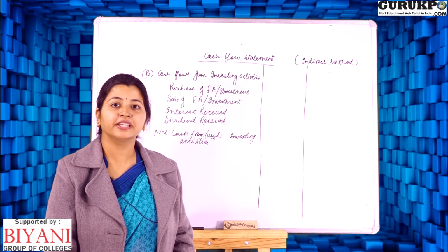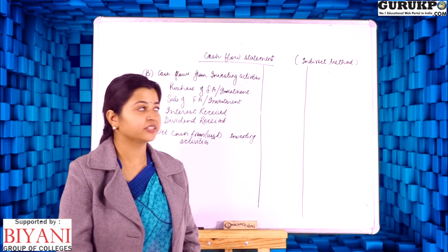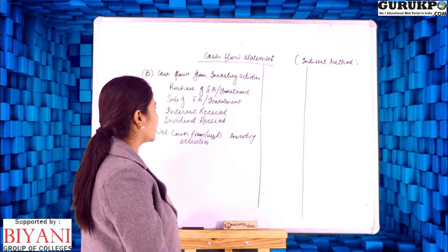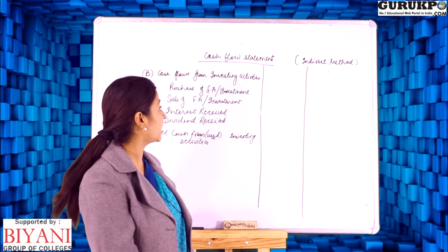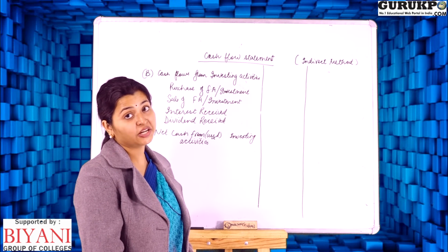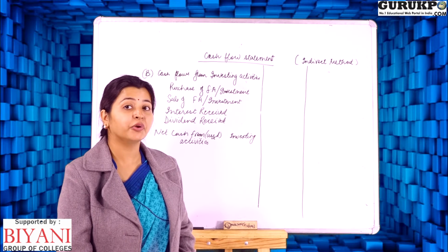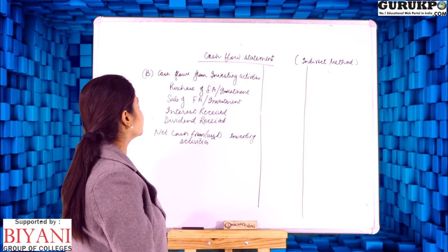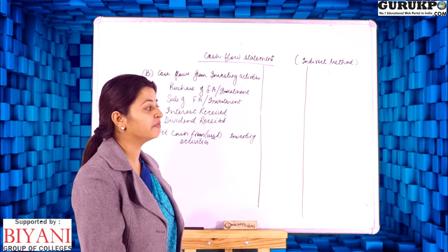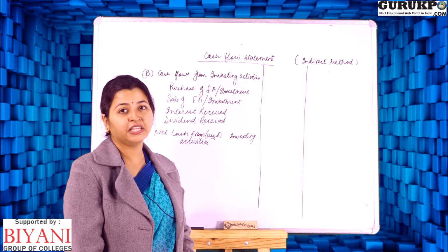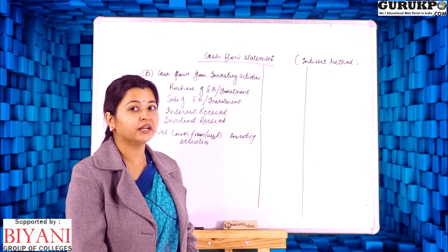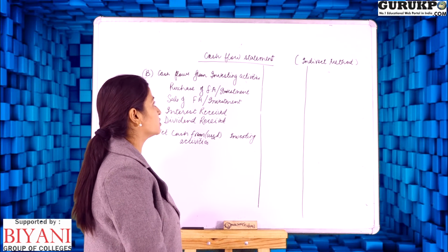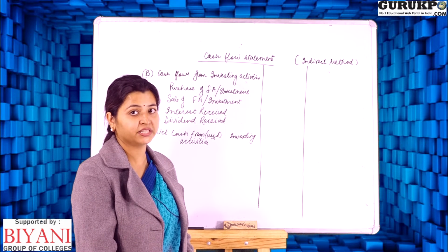Cash flows from investing activities include purchase of fixed assets or investment, which means outflowing of cash, and sale of fixed assets or investment means inflowing of cash because cash is coming in the business. And next is interest received. When we have taken bonds or debentures of any company and we are getting interest on that, it is interest received, which is also part of cash flows from investing activities.